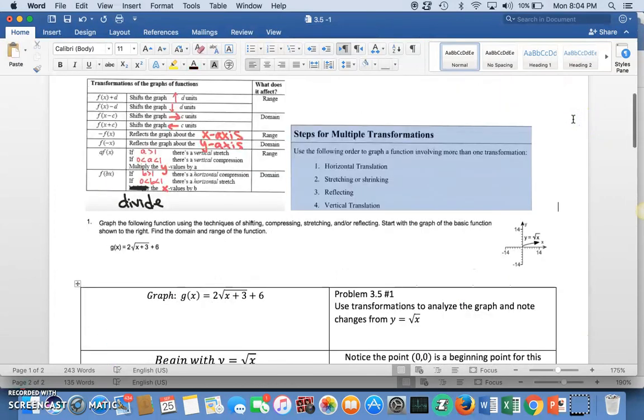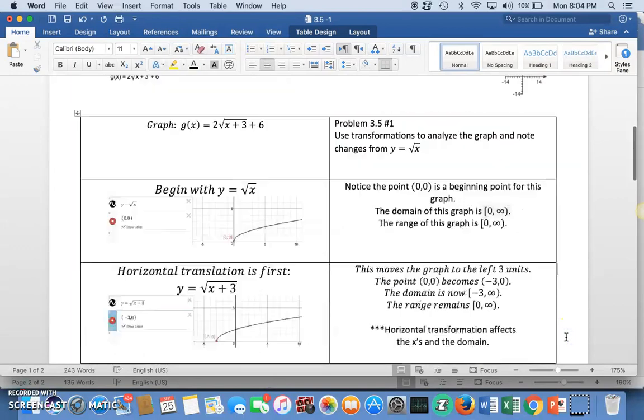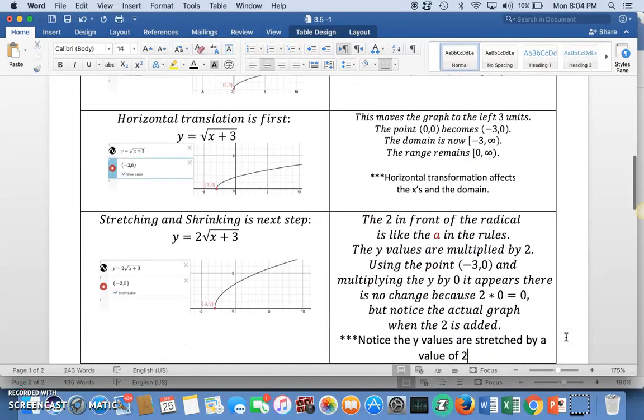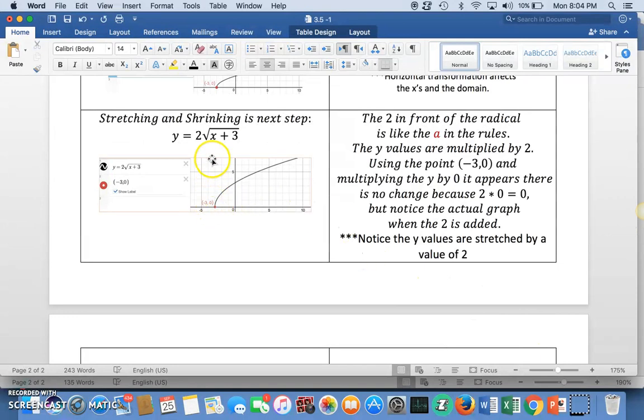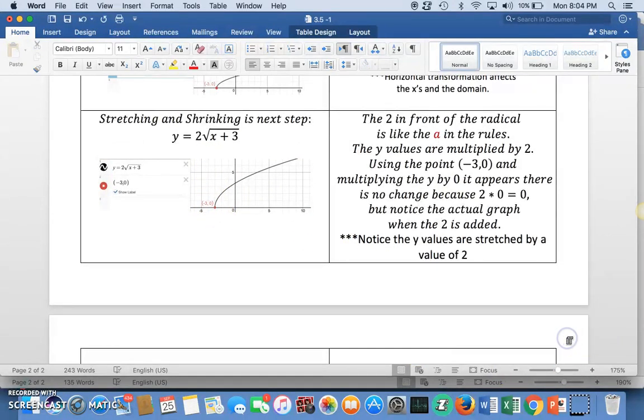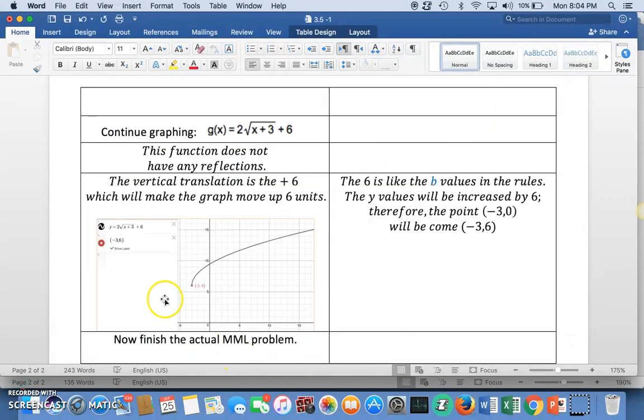Then, if you go back up and look at your original, you still got one more thing to do. We've done stretching and shrinking. There is no reflecting, but there is the vertical transformation, and the plus 6 is going to be the vertical transformation. So you're going to take this point and shift it up 6 units. So it should become negative 3, 6. Where we started with 0, 0 is now negative 3, 6. It's kind of like an anchor point, and that is the actual function there. So we've moved it up.